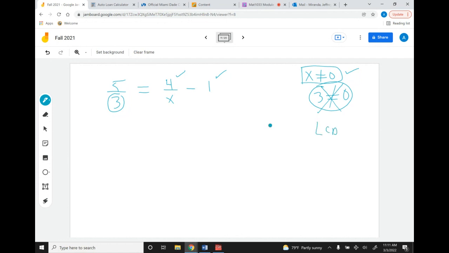Now, what is my LCD? My LCD will be 3x. So now I'm going to multiply everything by 3x.